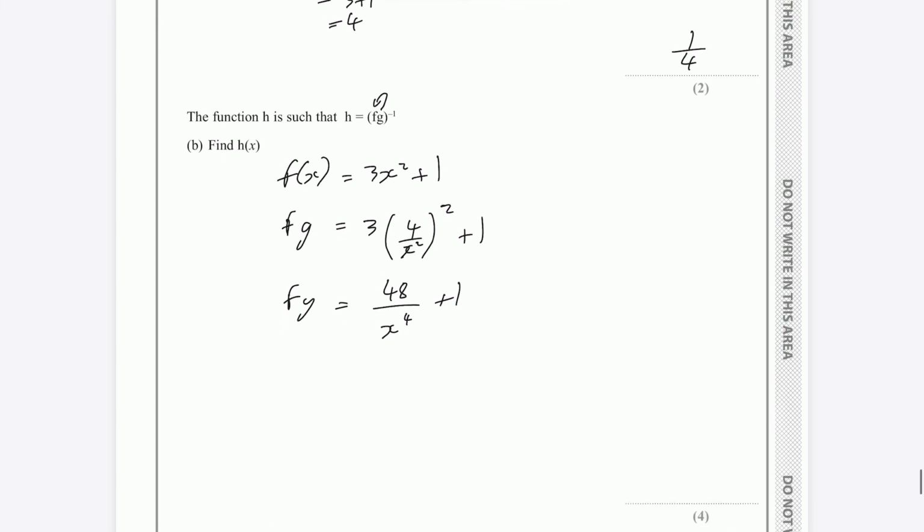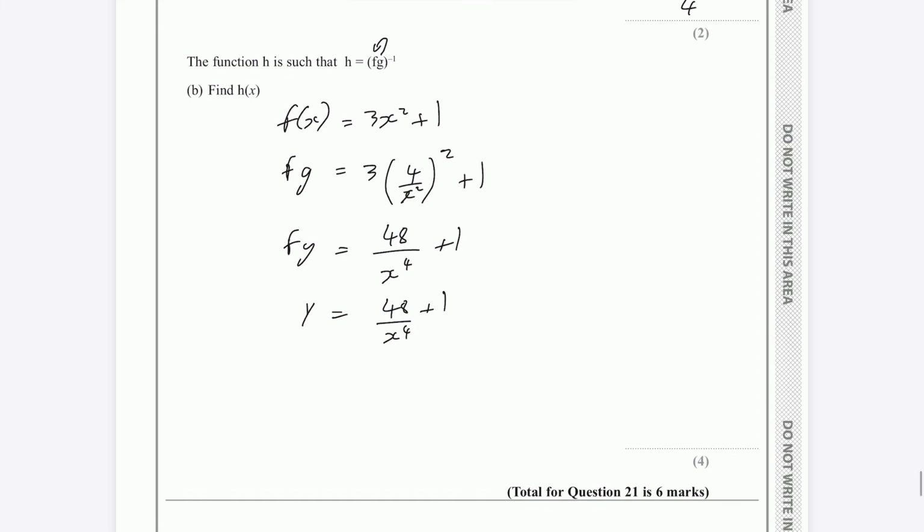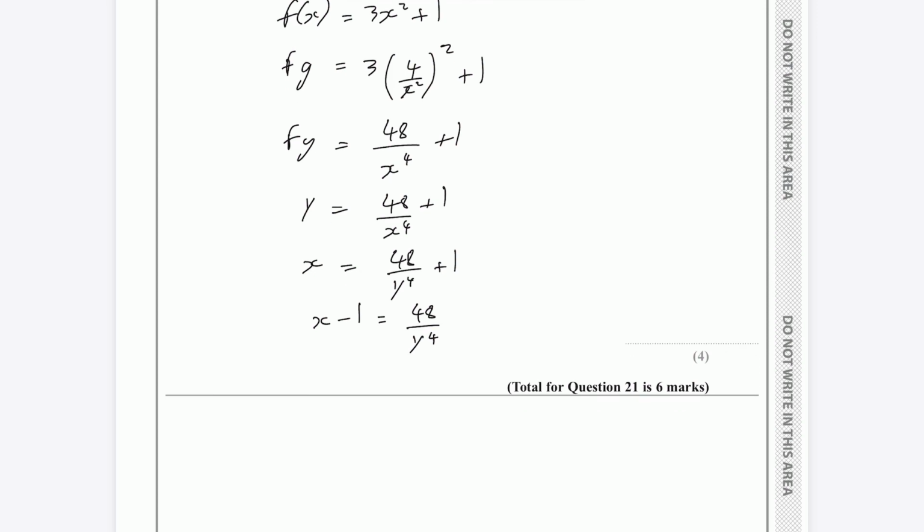And now to find the inverse, we're essentially going to write this as y is equal to 48 over x to the 4, plus 1. And we're going to swap the x and the y around. So that's going to be x is equal to 48 over y to the 4, plus 1. And now we just want to rearrange this for y. So that's going to be x minus 1 is equal to 48 over y to the 4. I can flip these both sides to get y at the top, because I want to solve this for y. So this will become 1 over x minus 1 is equal to y to the 4 over 48.